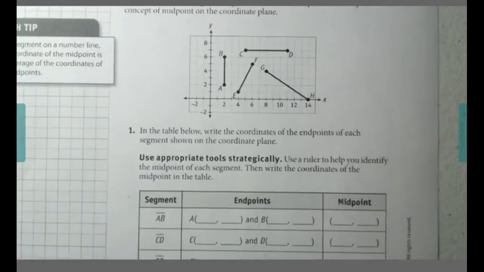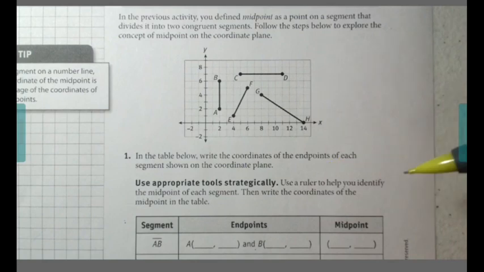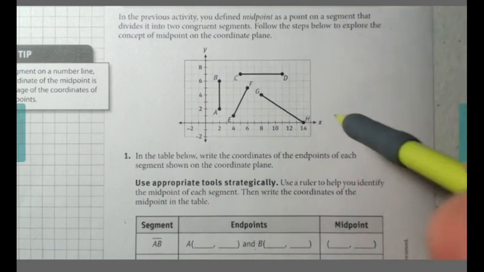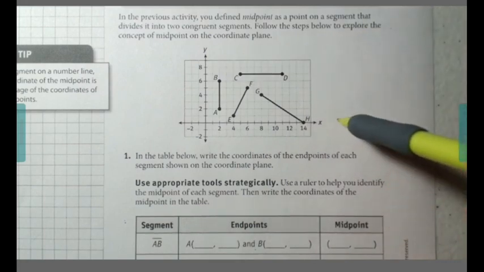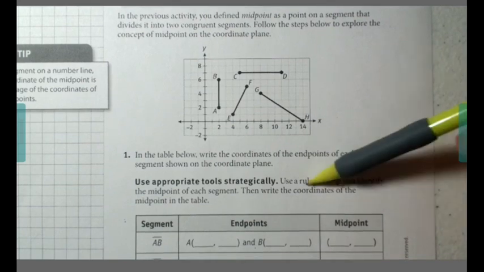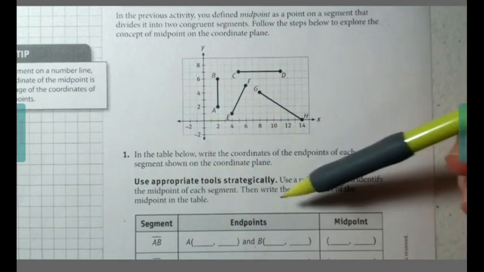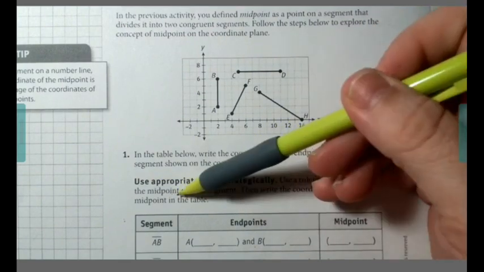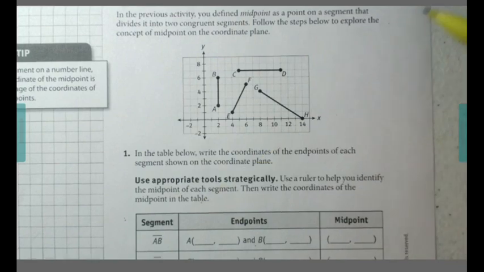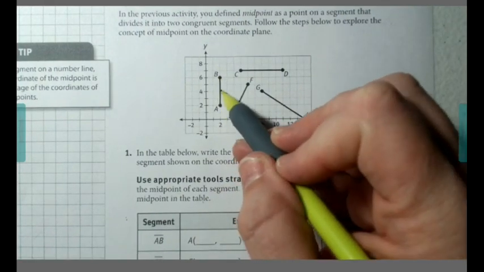So let's take a look at what 1 says. 1 says, in the table below, write the coordinates of the endpoints of each segment shown in the coordinate plane. So we're talking about this picture that's been given to us. It says use appropriate tools strategically. Use a ruler to help you identify the midpoint of each segment. Then write the coordinates of the midpoints in the table. So you're going to start by finding the endpoints, and then you're going to find the midpoint.